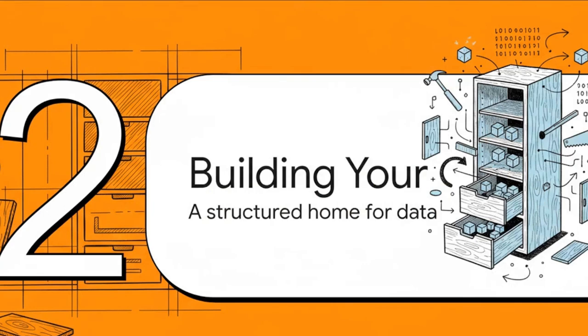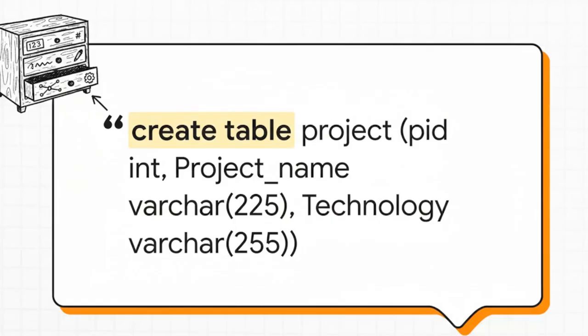So before we can start asking for information, we have to build the cabinet itself. We've got to create a structured home where all our data can live. And here's how we do it. This command, CREATE TABLE, is basically us saying, hey system, I need a new drawer and I'm going to call it project. Then the stuff in the parentheses, that's us setting up the dividers inside that drawer. We're making a spot for PID, which is an INT, an integer, just a whole number. And then we have project_name and technology, which are VARCHAR. That's just a fancy way of saying they're text fields.